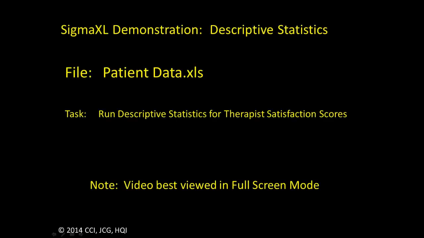For this demonstration, we're going to use the file patient data and study therapist satisfaction scores. This assumes we have done a patient satisfaction survey on a 1 to 5 scale, where 5 is extremely delighted and 1 is they hate you. We want to see how satisfied they are with our therapists on average. So let's go to Sigma Excel and see how to do this.